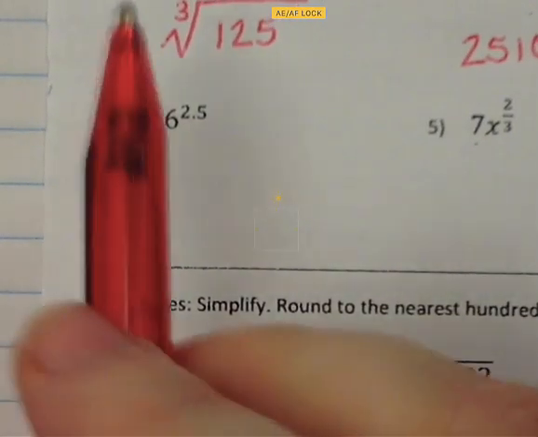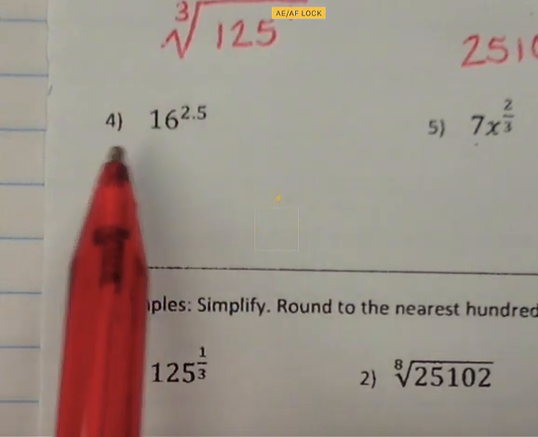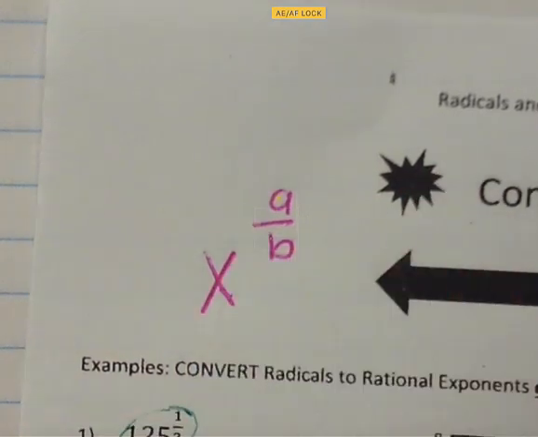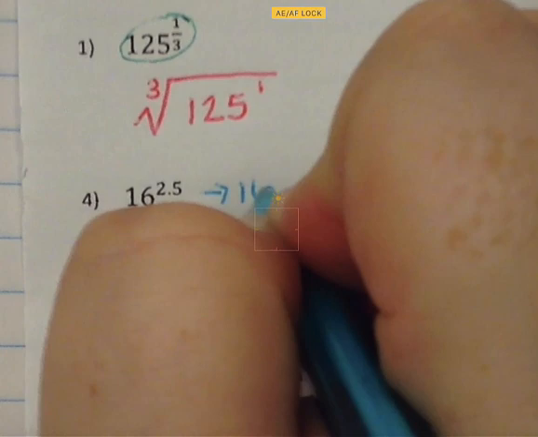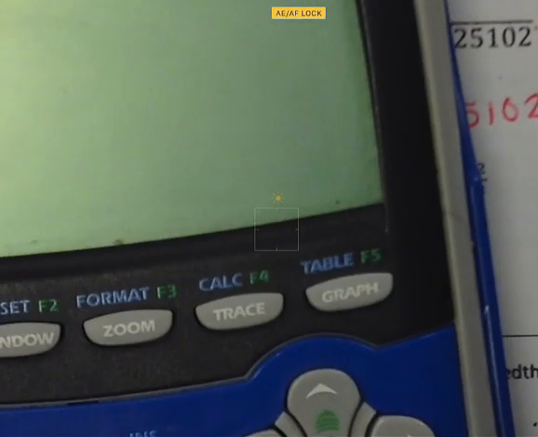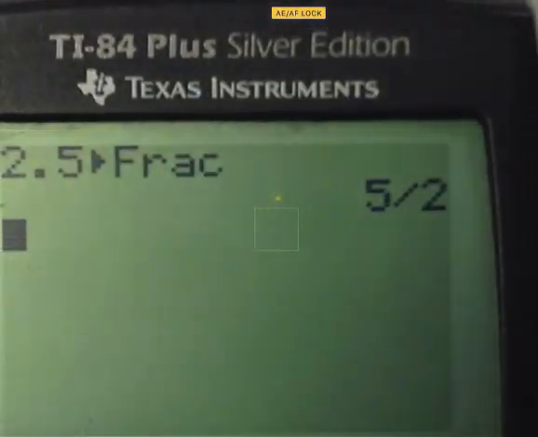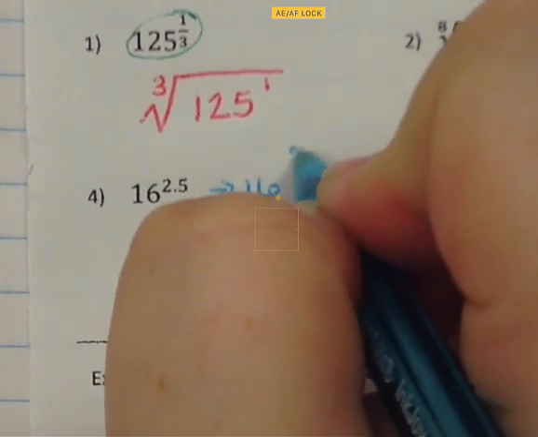On example 4, we have 16 raised to the 2.5, or 2 5/10. We don't have a radical, that means we want a radical. But we have to have a rational exponent, meaning we want a fraction. 2 5/10 is not written as a fraction, but we can write it as one. This is the same thing as saying 16, and if we take our 2.5, go to our calculator, 2.5, and we do math, enter, we get 5 over 2. That's our fraction, 5 over 2. So it's actually 16 raised to the 5 over 2.